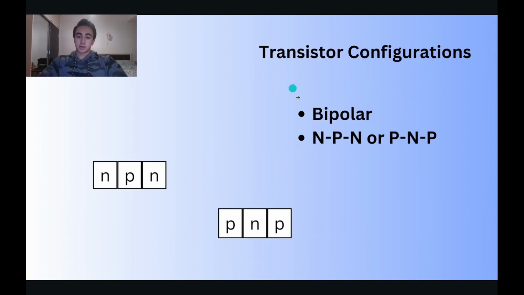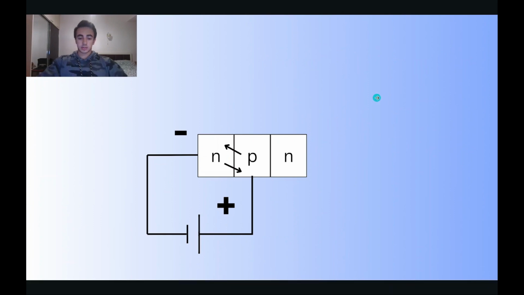So, transistors and configurations of transistors. The most widespread configuration is bipolar transistors that consist of 2 N and 1 P, or 2 P and 1 N semiconductors, this way presented on the screen. So let's review this case.